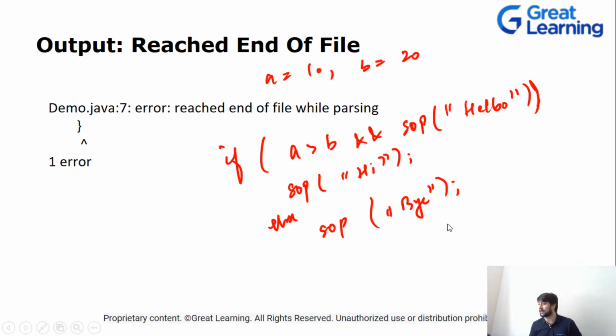So what will be the output in this case? Quickly guys, what will be the output in this case? So I have a equal to 10 and b equal to 20, then I'm checking if a is greater than b and SOP hello. If this statement is true, then I'm printing hi, else I'm printing bye. What will be the output?